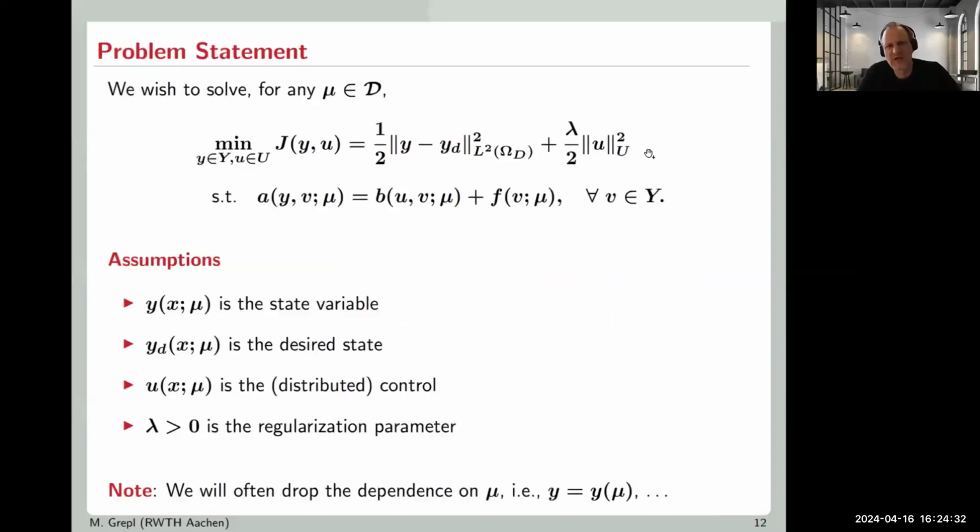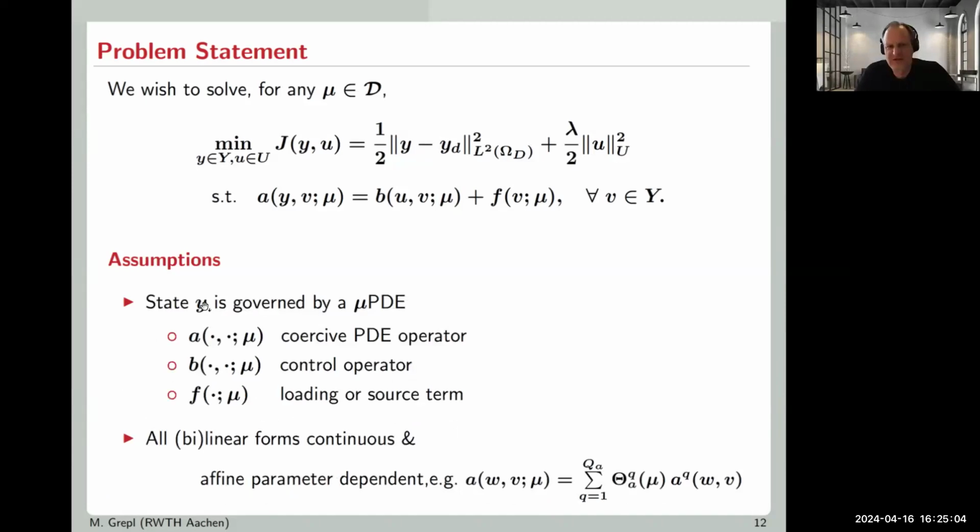And I don't want to confuse you now, because now I wrote down an elliptic problem here and not a parabolic problem anymore. The reason is simply that the notation is much shorter and much easier, and the results in the end carry over directly. So again, we have our cost functional measuring the deviation of the state and the control, and we have some parameterized PDE. The assumptions here I already mentioned. We again have our state Y governed by this parameterized PDE, and same assumptions as before.